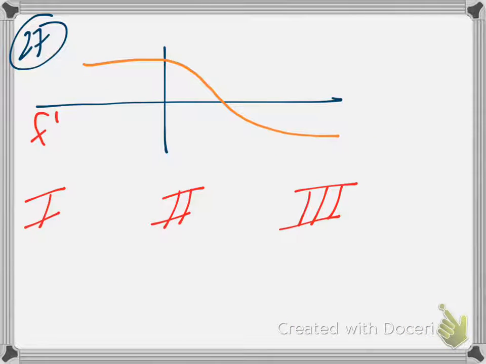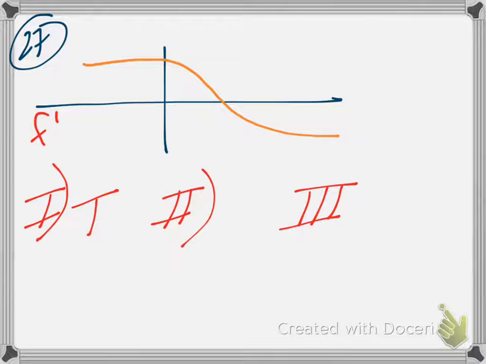Okay, here's 27. I drew this beautiful graph for you. So we have to look at 3 different things and decide if they're true or not. So the first thing says that f is continuous on the open interval from a to b. Now this is the derivative, f prime. But if f was not continuous, then there would be a hole in the f prime graph. So it must have been continuous, and therefore number 1 is true.